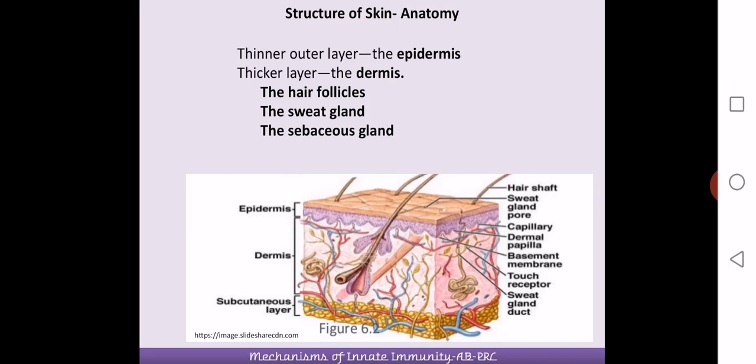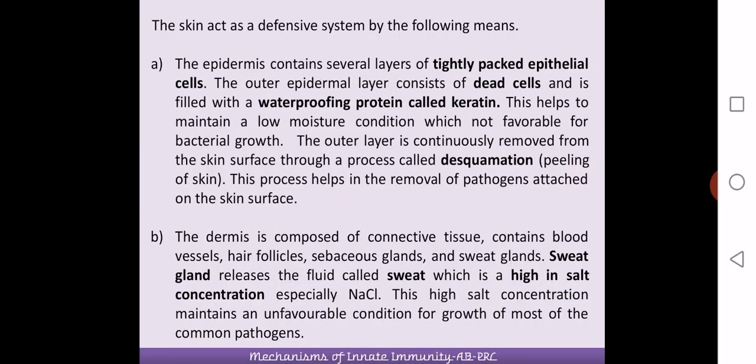And below that you have the subcutaneous layer, and through the subcutaneous layer you can see the blood vessels flowing, and they provide the basic support for the skin in terms of nutrients and other immunological cells. So this is the basic structure of skin. And how does skin act as a defensive structure? There are certain points I have listed here, and we will discuss each of the points.